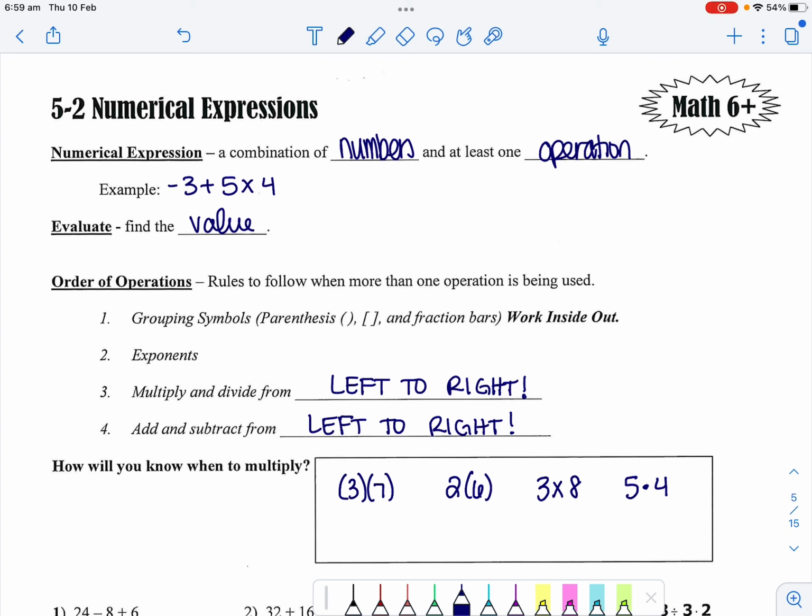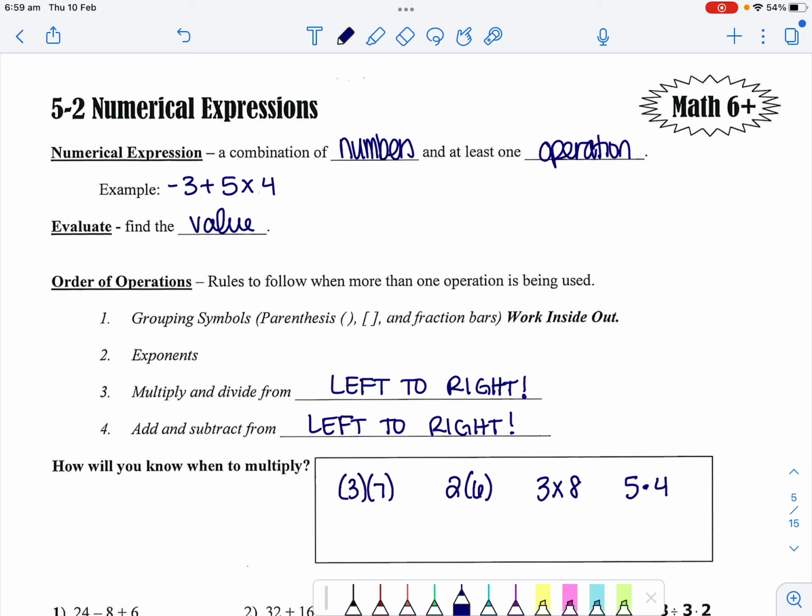Number 3 is to multiply and divide from left to right. So if multiplication comes first from left to right, you multiply first. If division comes first from left to right, you divide first. Same thing with addition and subtraction. You're going from left to right. The goal is to get your expression down to just addition and subtraction at the end so that you can add and subtract from left to right.